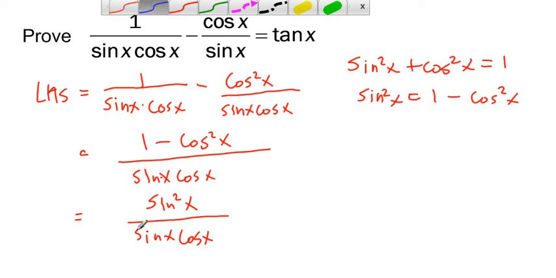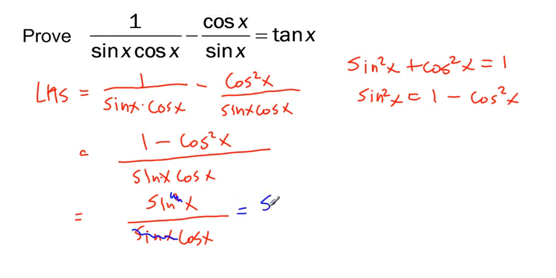So then what I can do is I've got a sine on bottom here, and I've got 2 on top, sine times sine, so I'm just going to get rid of that squared. So that leaves me with sine over cos. And of course we know sine over cos, so sine x over cos x, is the same as tan of x, and that is of course the right hand side. We are done our proof.